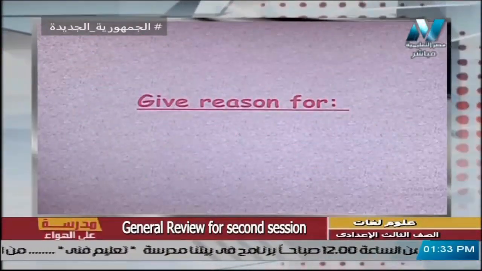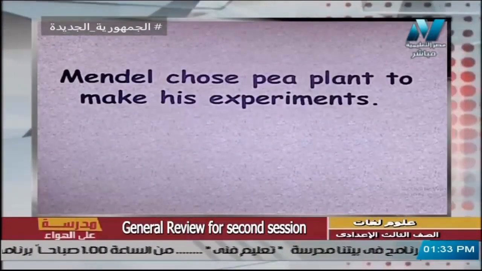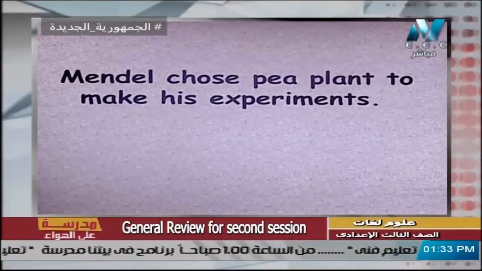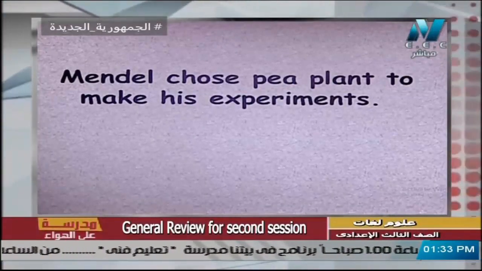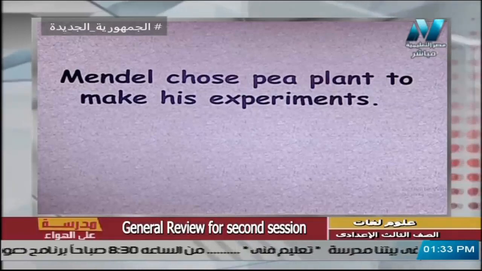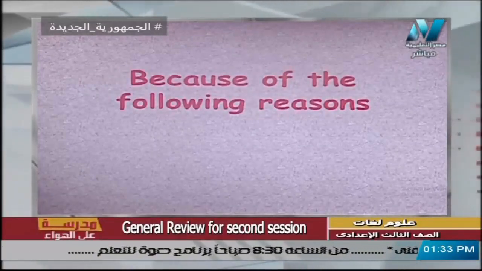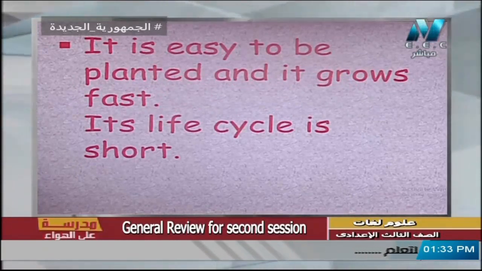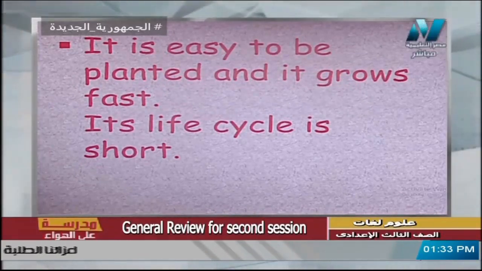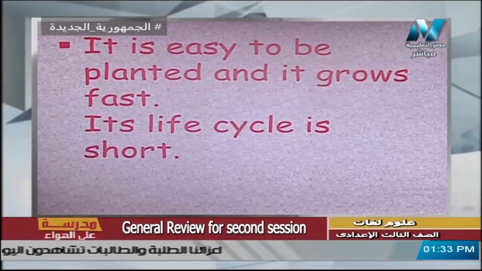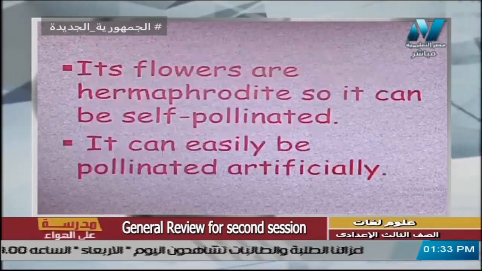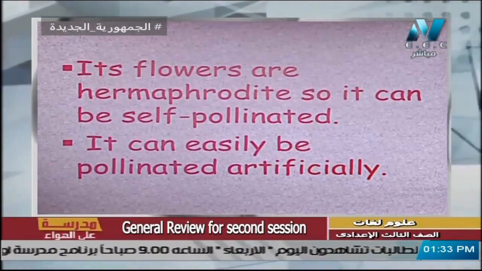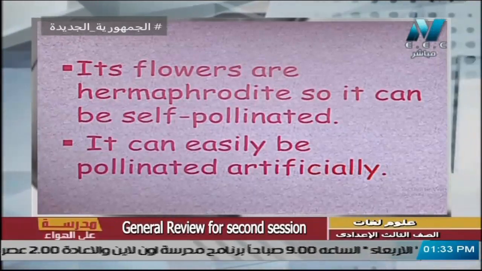Give reason for the following. Number 1: Mendel chose a pea plant to make his experiment. ليه مندل اختار البسلة تحديدا عشان يعمل بيها تجارب الوراثة؟ طبعا عندنا أكتر من سبب. Number 1 because it's easy to plant and it grows fast. هي سهلة أوي في الزراعة وبتنمو بسرعة. كمان its life cycle is short. دورة حياتها سريعة. عندي كمان إن الفلاورز بتاعتها بتكون hermaphrodite يعني ثنائية الجنس.